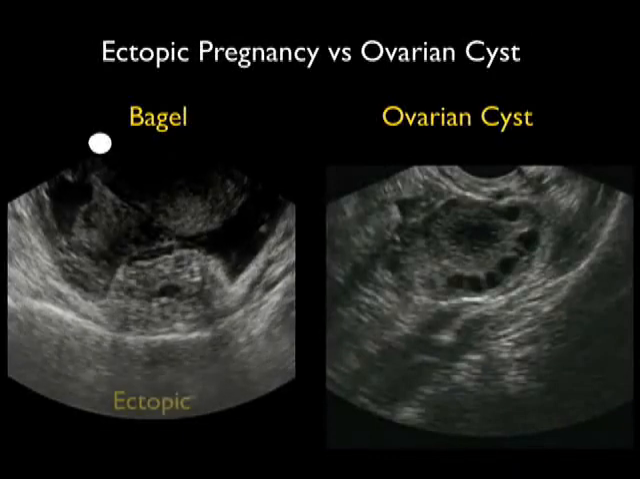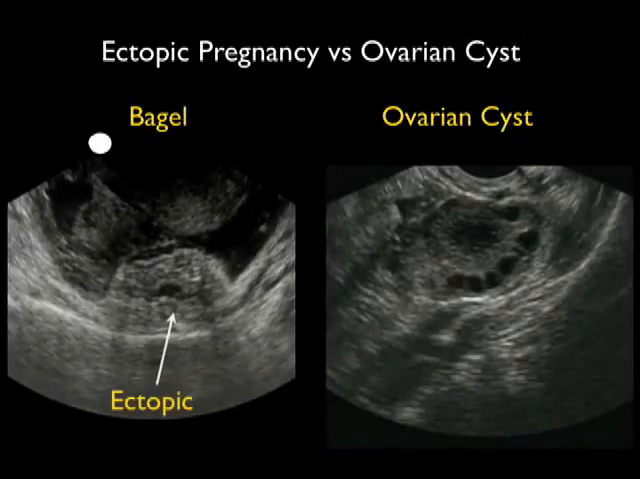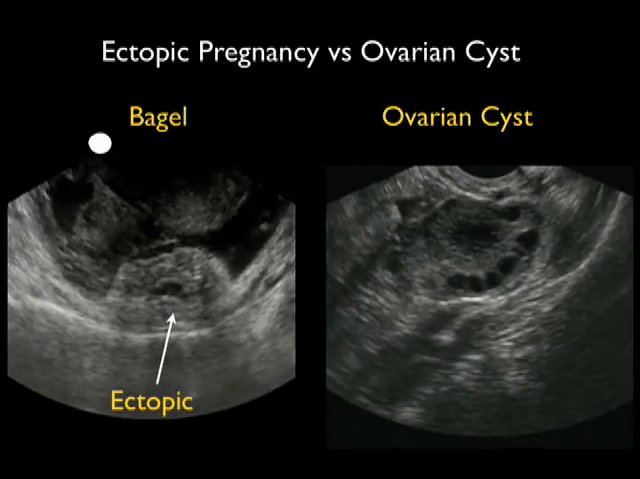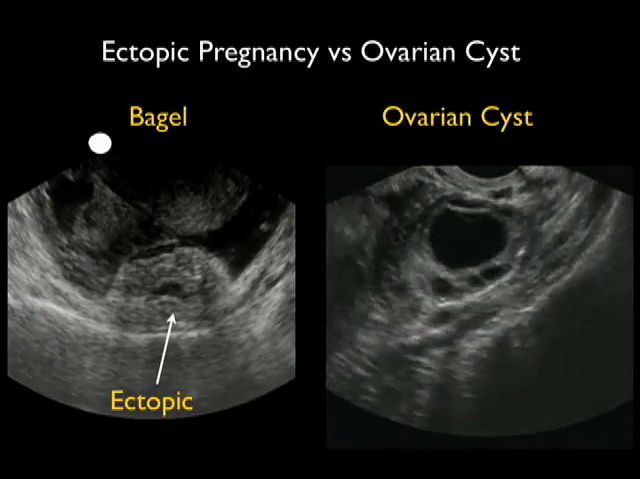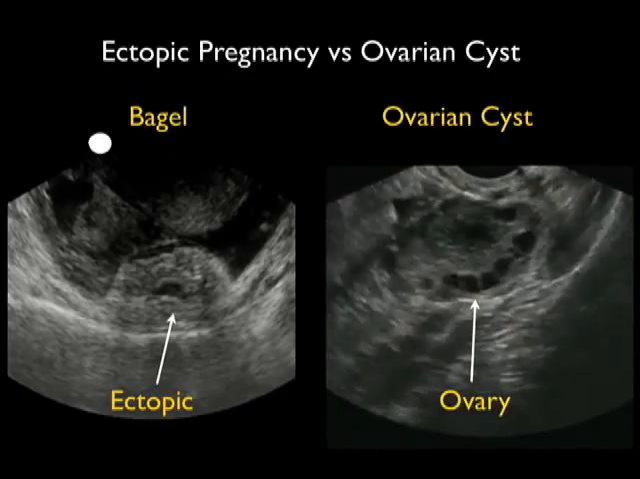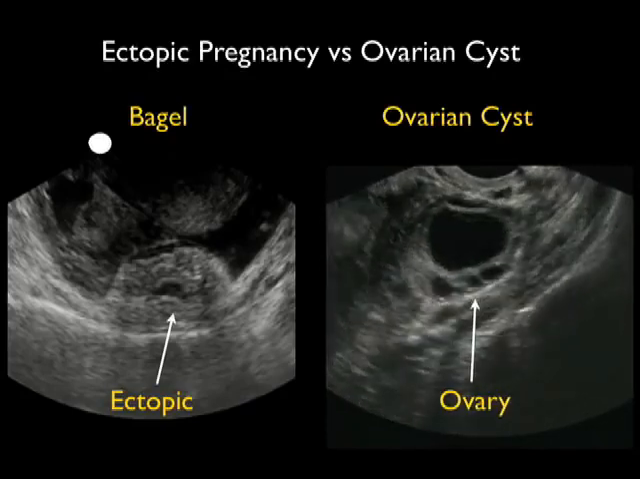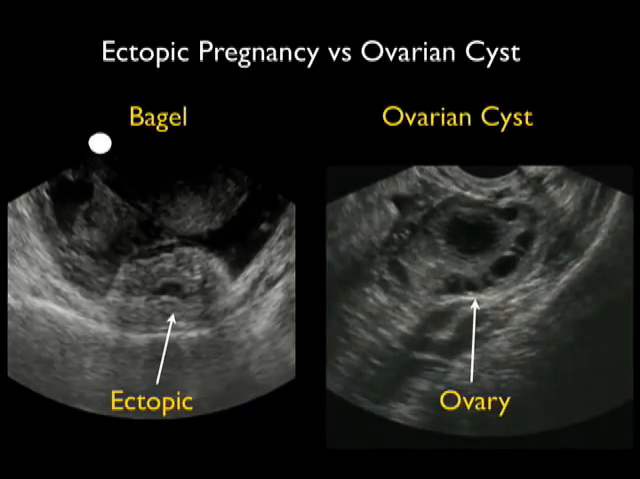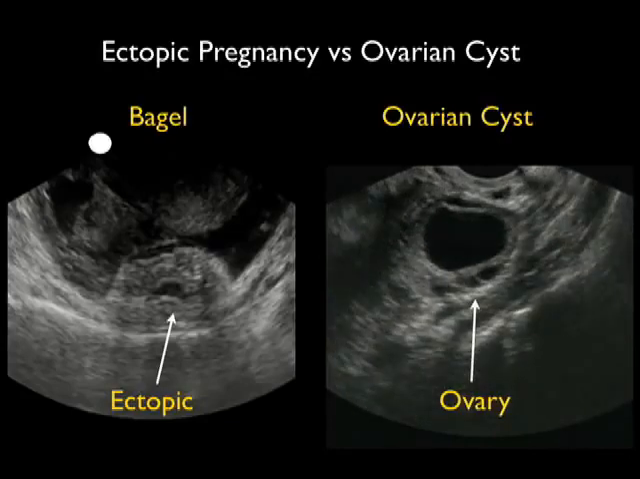Occasionally it can be difficult to discern the bagel sign of a fallopian tube ectopic from an ovarian cyst as shown here to the right. But let's look closer at the two video clips and notice that the bagel sign has a more hyperechoic or brighter appearance with a single hole in the middle. Notice that the ovarian cyst has a different appearance with multiple small follicular cysts to the outer portion of the ovary and a single midline corpus luteum cyst, very different than the bagel sign.